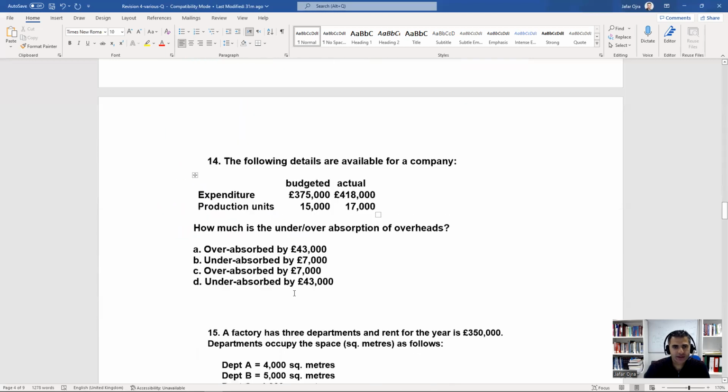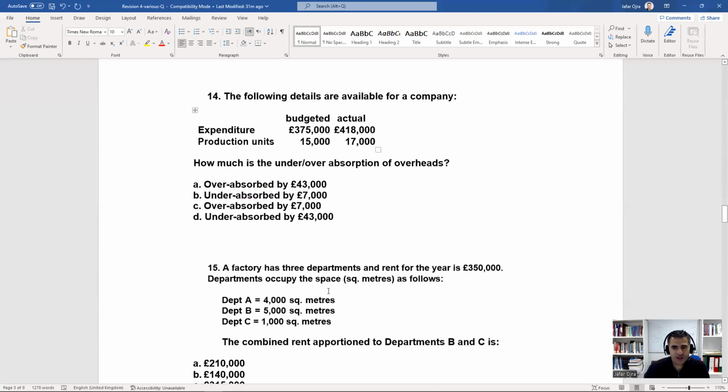Okay, so that's question number 13. Now let's move to question number 14. For question number 14, guys, there are the details for the business, including budgeted and the actual figures: expenditure, production units, and how much is over or under absorbed. Let's have a look at how we calculate this. First of all, we're doing the same stuff.